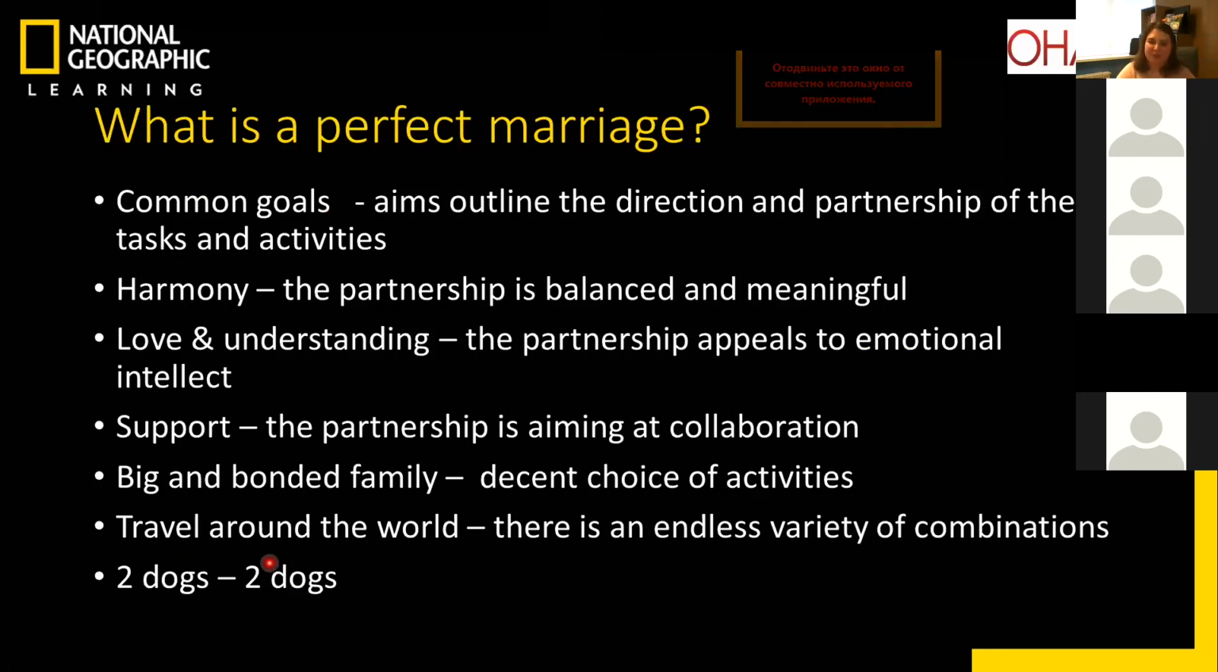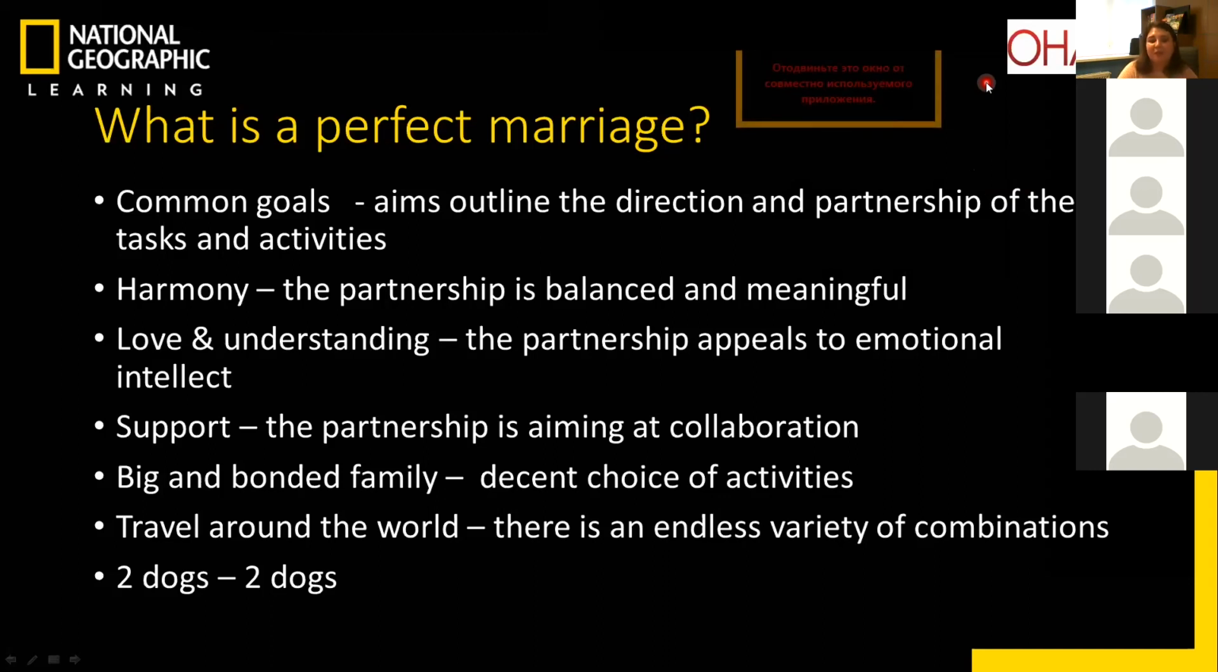What is a perfect marriage? The ideas on the concept of a perfect marriage we can apply to marrying tasks and activities. You see, in families, we really want to have common goals. In our classroom, we can say that our aims outline the direction and partnership of the tasks and activities. We should keep them in mind. Then harmony: the partnership is balanced and meaningful.